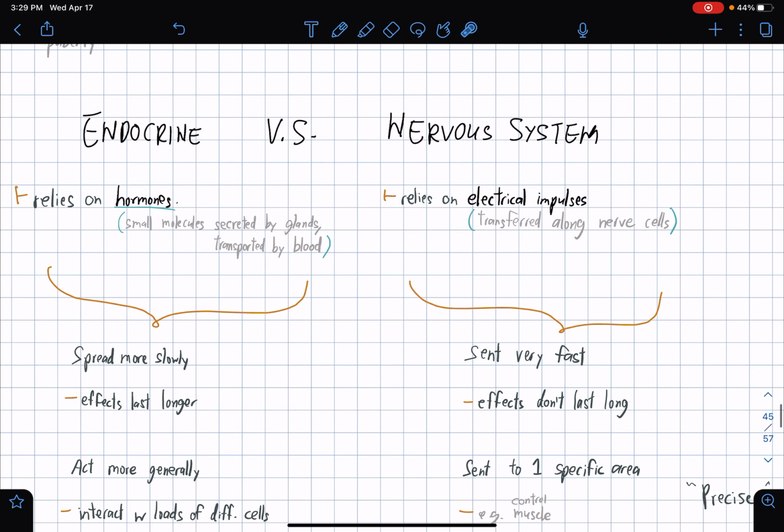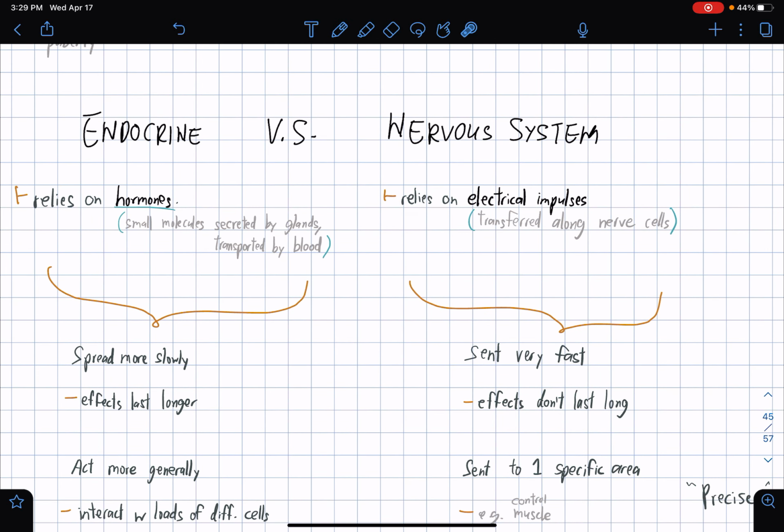So let's compare the endocrine and the nervous system. The endocrine system basically relies on hormones. That's why hormones and the endocrine system are closely associated. Hormones, again, are small molecules secreted by glands and are transported by blood. They spread more slowly, and their effects last longer. They act more generally, and they interact with loads of different cells. How about the nervous system?